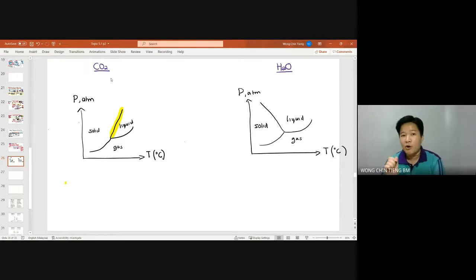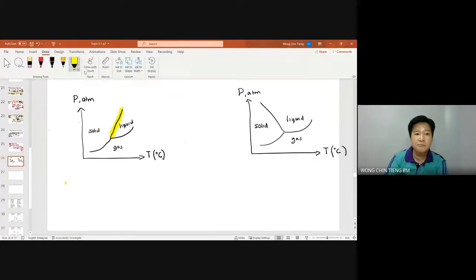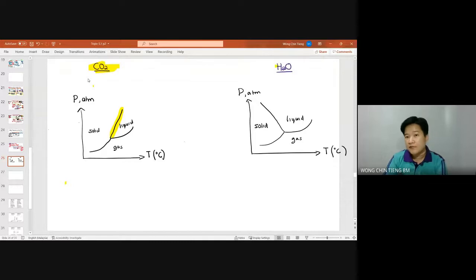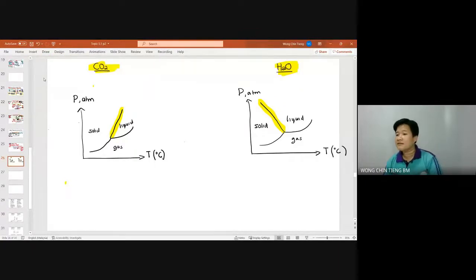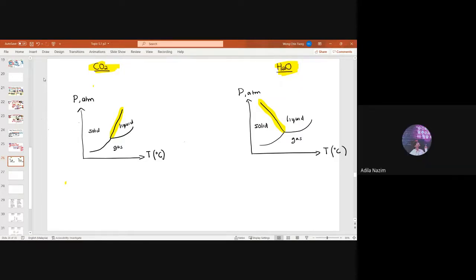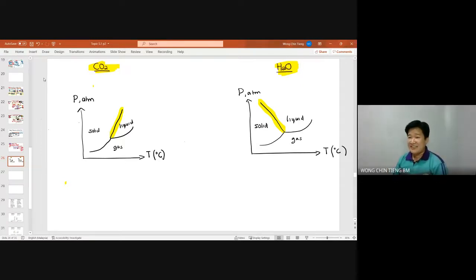Okay? So over here, I have the main difference between my carbon dioxide and water. The first one is like what Zulaika said. Agree everybody? I have my second difference. What is the second difference? Zulaika, you can rest. The 1 atm position. Everybody is here actually. Good, Adila. 1 atm and triple point position.